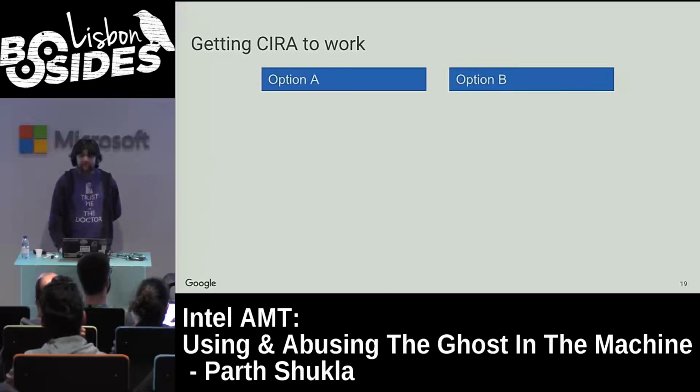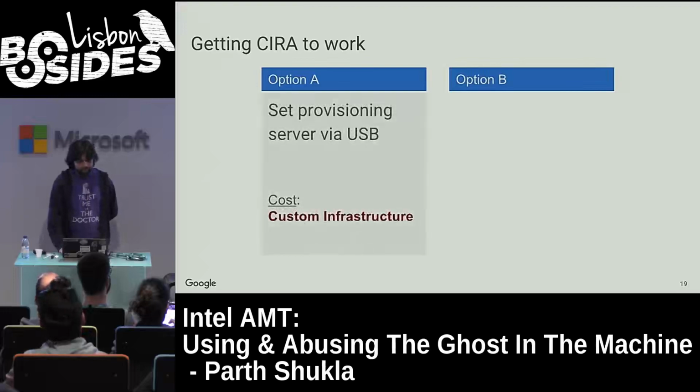So I had a couple of options to get CIRA to work. Option A, set provisioning server via USB and use that provisioning server to push the CIRA settings I wanted. Firstly, the provisioning server will have to be on the same network. It won't work on an external network because responses to hello packets won't be received by AMT without a CIRA tunnel, which is what I want to set. So we'll need to bring along a Raspberry Pi or something similar running the provisioning server. Secondly, there is no easy-to-use Linux software for the provisioning server, and I don't want to write one.